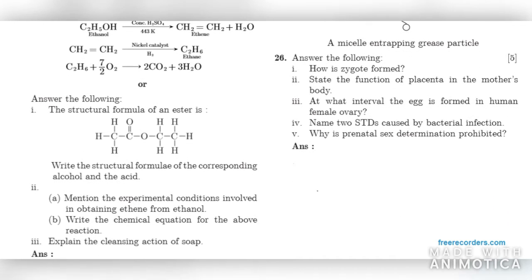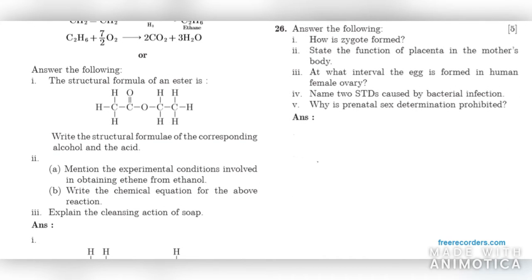Now moving on to question number 26, you have to write how a zygote is formed. So a zygote is formed by the fusion of male and female gametes. Now the second one, state the function of the placenta in the mother's body. So the placenta is a special tissue through which the developing embryo or fetus gets nutrition from the mother's blood. It also transports waste of the embryo into the mother's blood so that it can be carried out of the body. Now the third one, at what interval is the egg formed in the human female ovary. So it roughly happens at 28 days. So you can write 28 days.